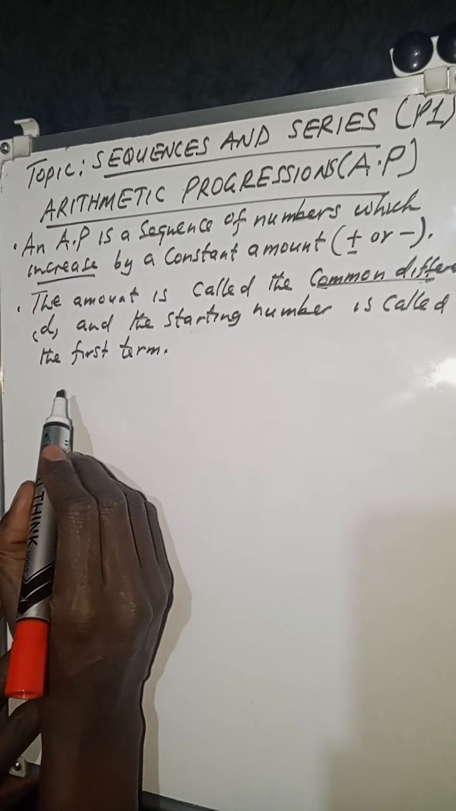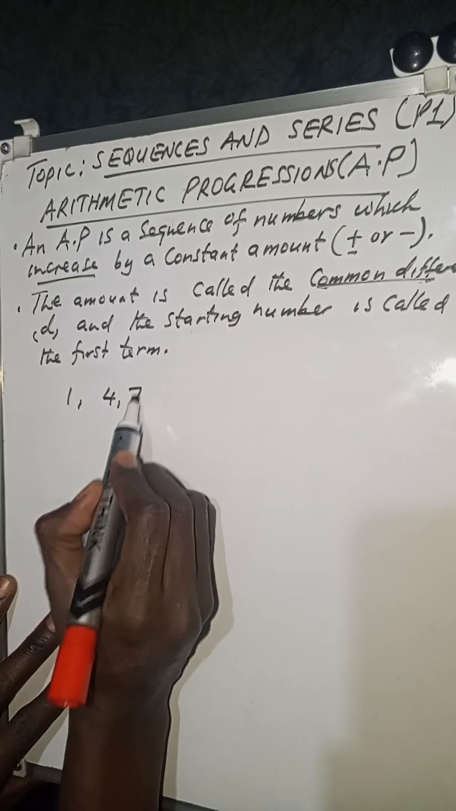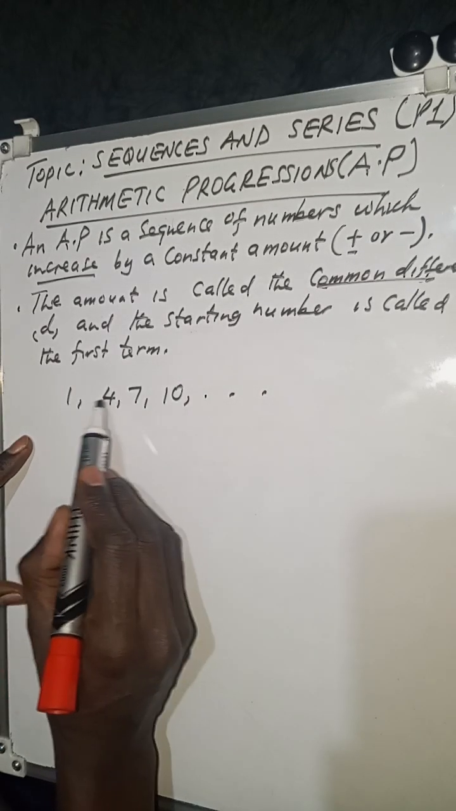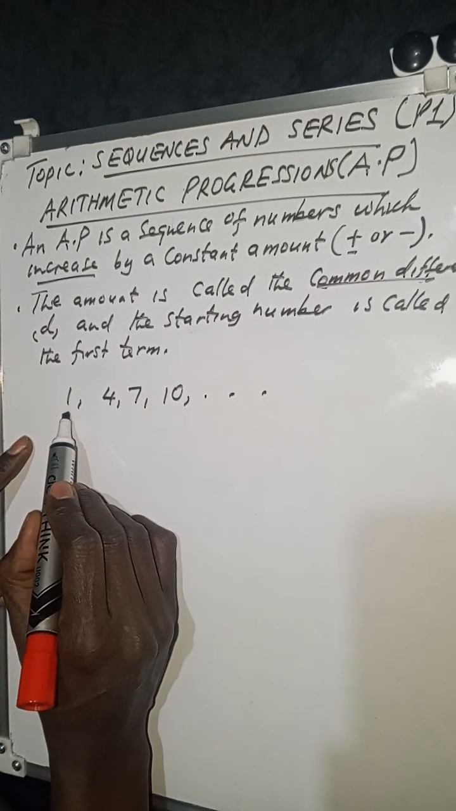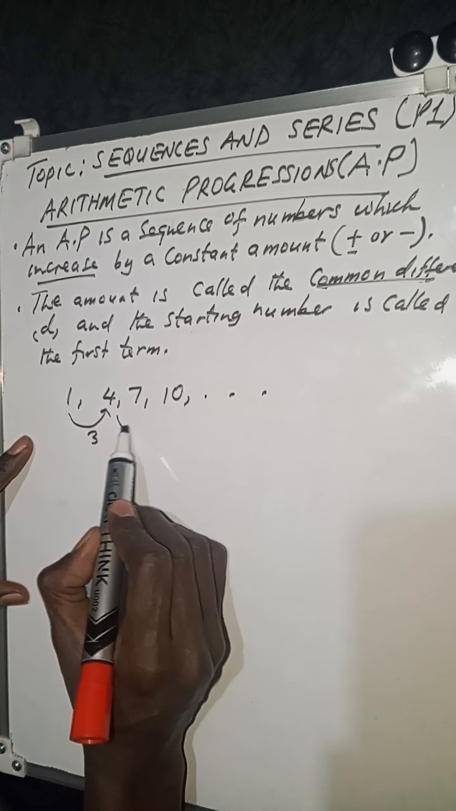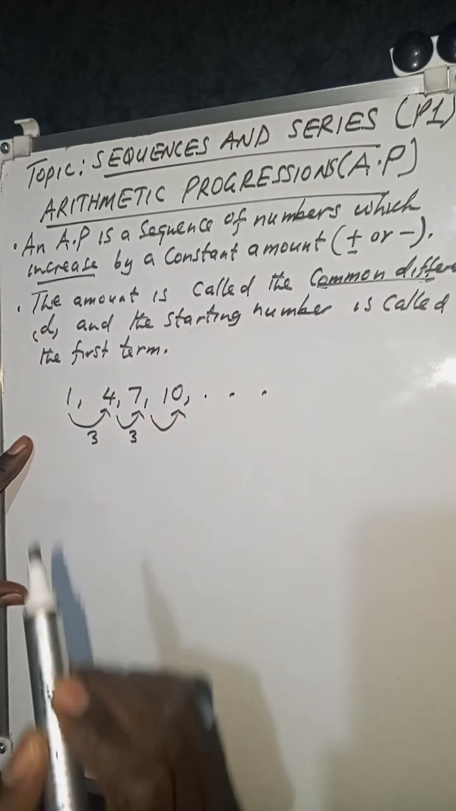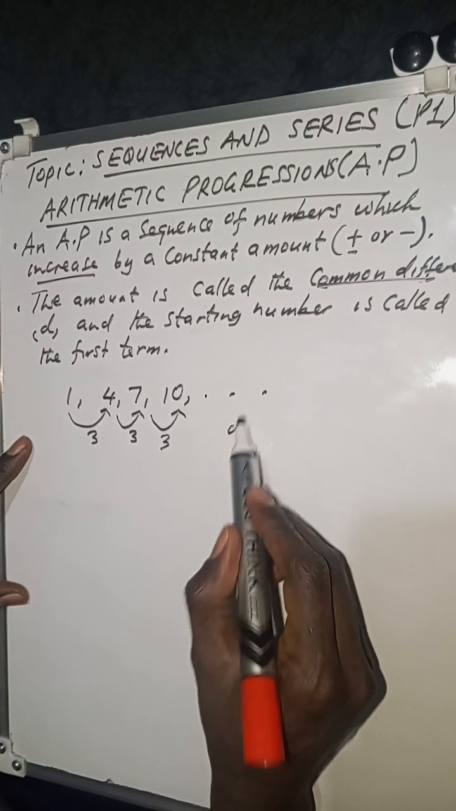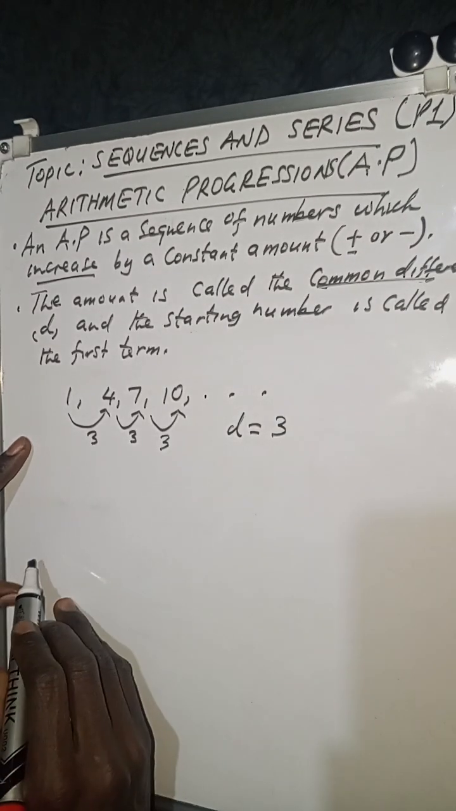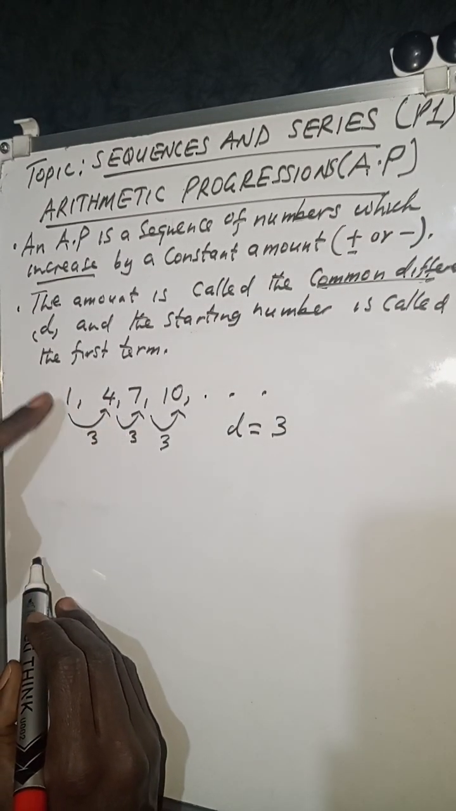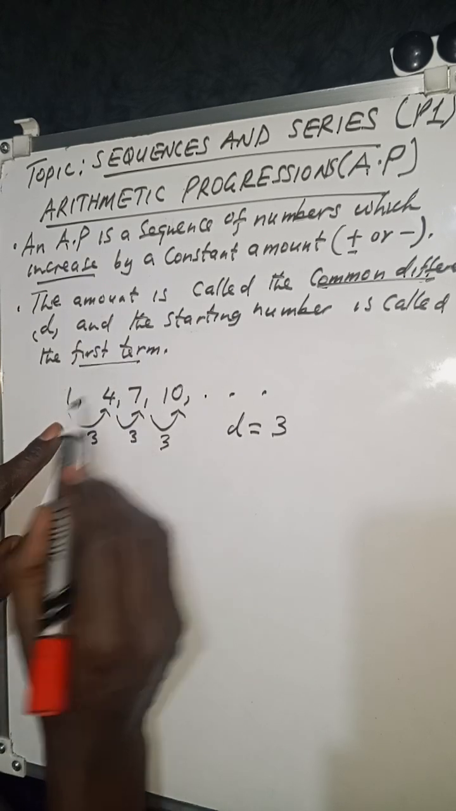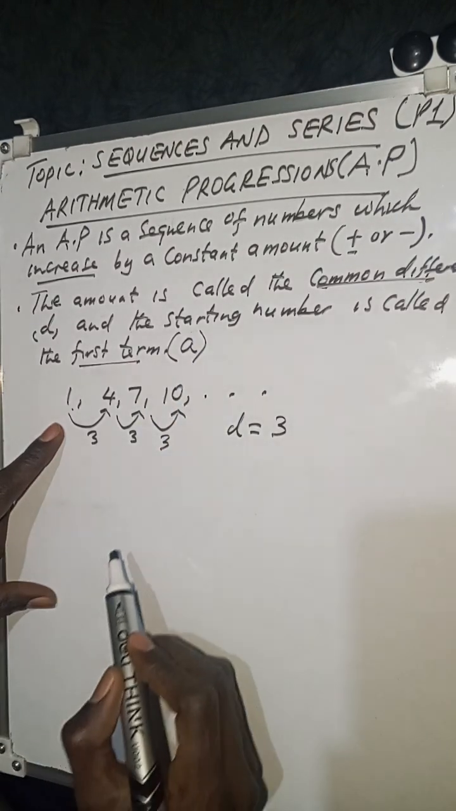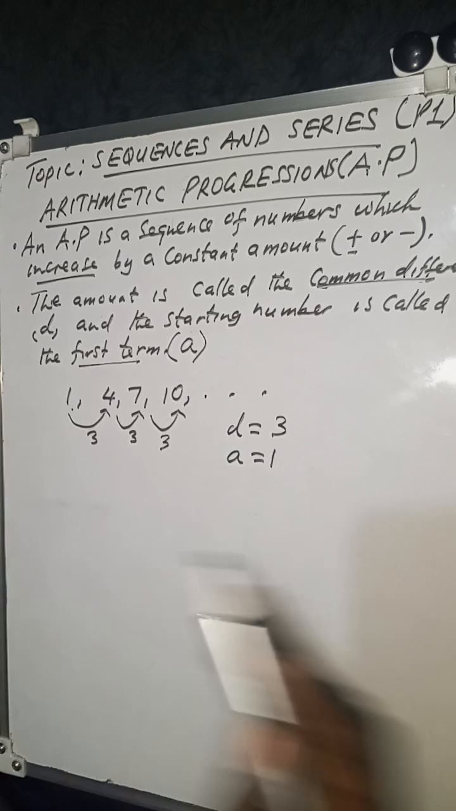Look at the sequence that I have there. Maybe I've got 1, 4, 7, 10. If you notice, from this number to the next number, it is increasing by 3. There it is increasing by 3, and there it is increasing by 3. So the amount by which it increases is what we call our common difference. So our common difference is equal to 3. Then the starting number in this sequence is simply 1. So we call it the first term, and normally the first term is abbreviated by A. So A is equal to 1.